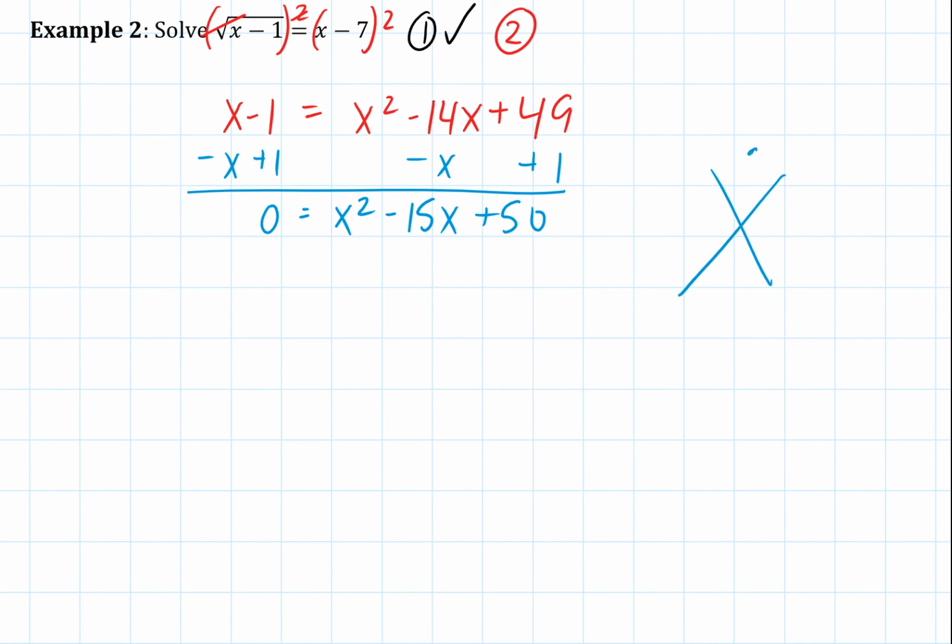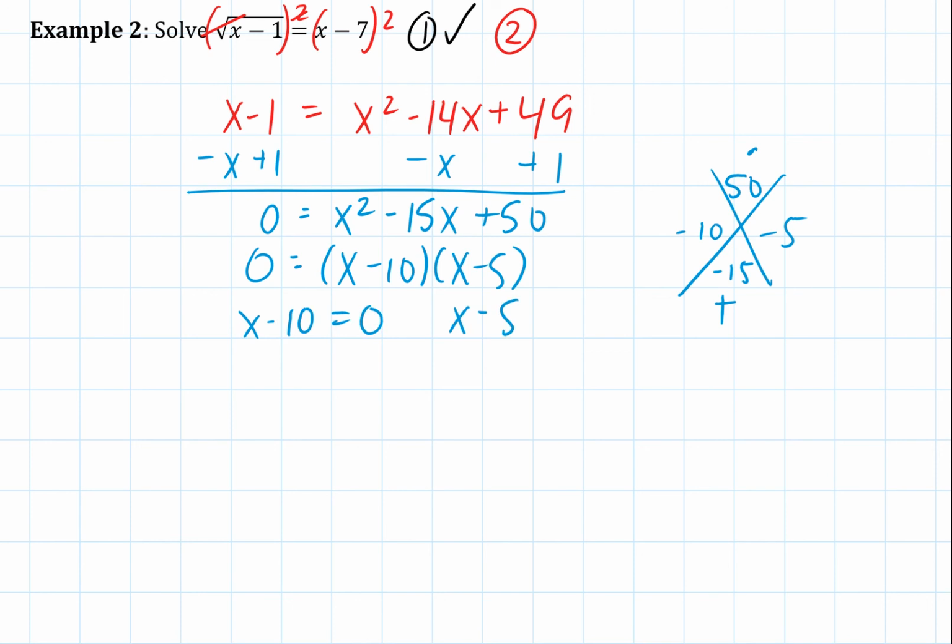Two numbers that multiply to 50 and add up to -15. Oh, that'd be -10, -5. So 0 equals x minus 10 times the quantity x minus 5. So one of these factors must be equal to 0. So this is all our solving for x.